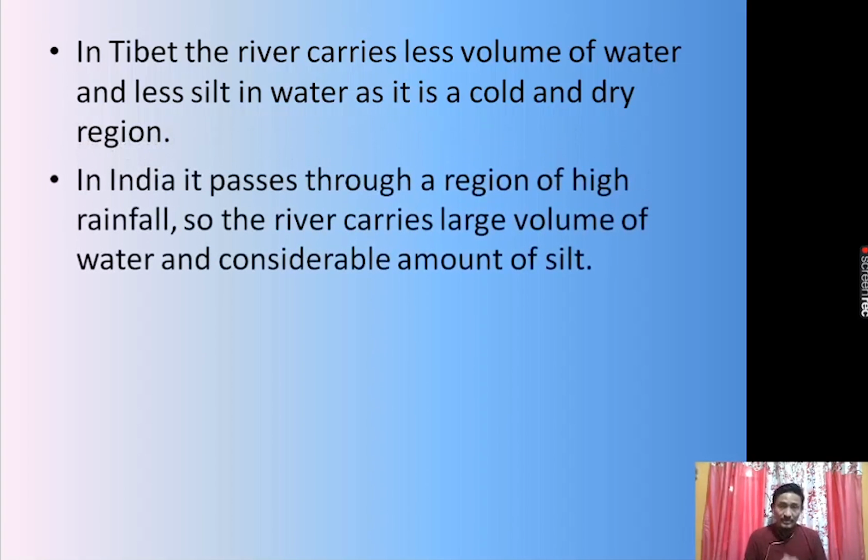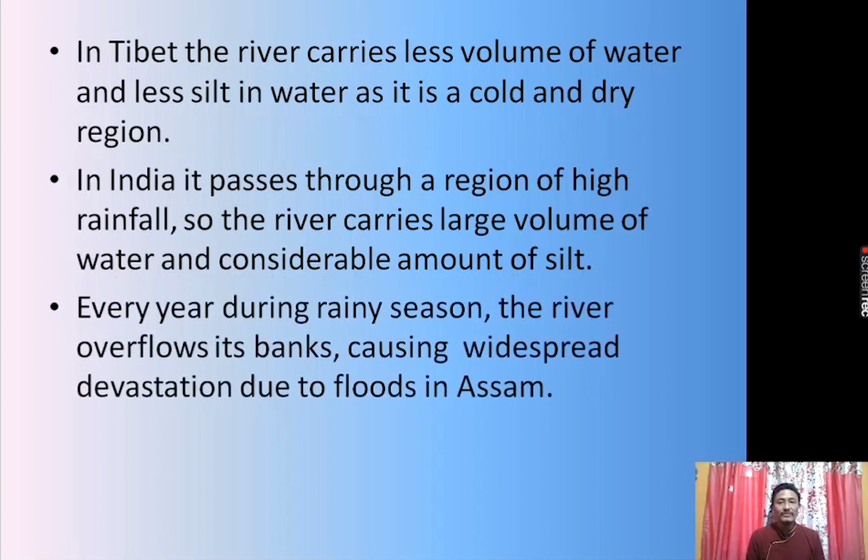Then in India, it passes through the region of high rainfall, so the river carries a huge volume of water and a considerable amount of silt, which is considered very good for agricultural land. Then every year during the rainy season, the river overflows its banks, causing widespread devastation due to floods in Assam. We normally come across such news that Assam has very tragic floods, right? It is mainly caused by the rivers, especially the river Brahmaputra.